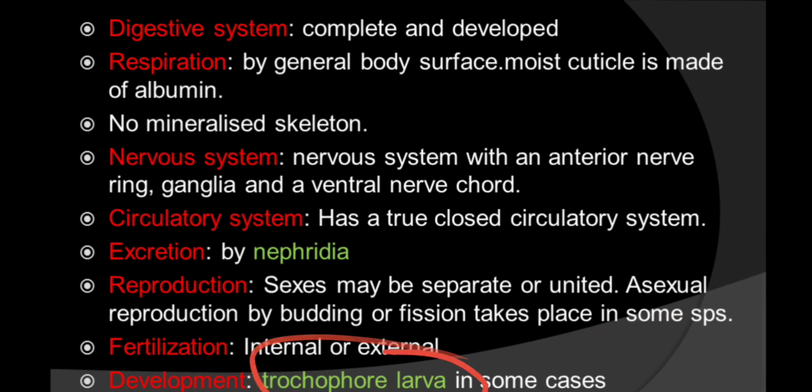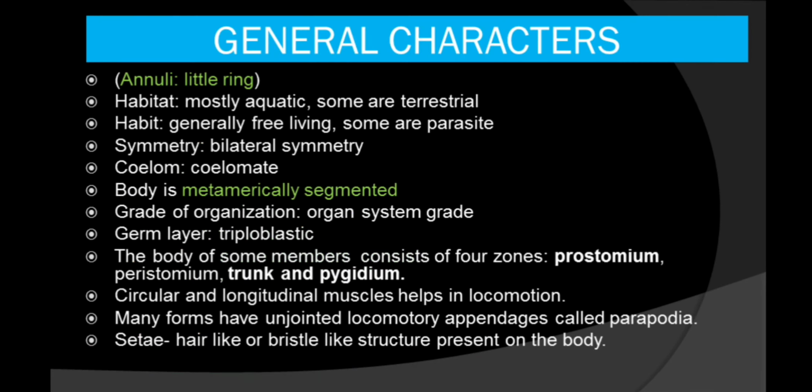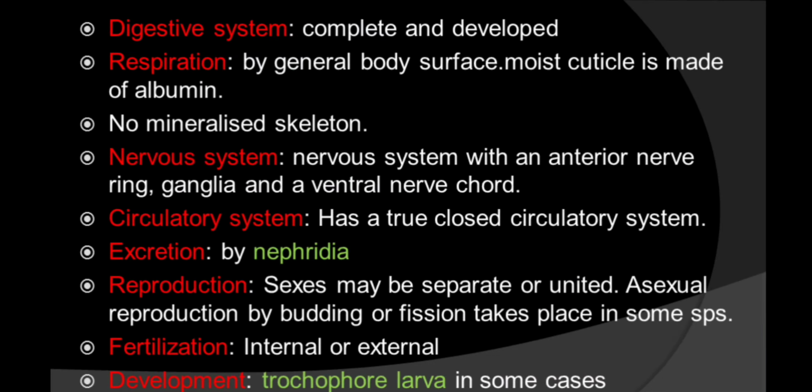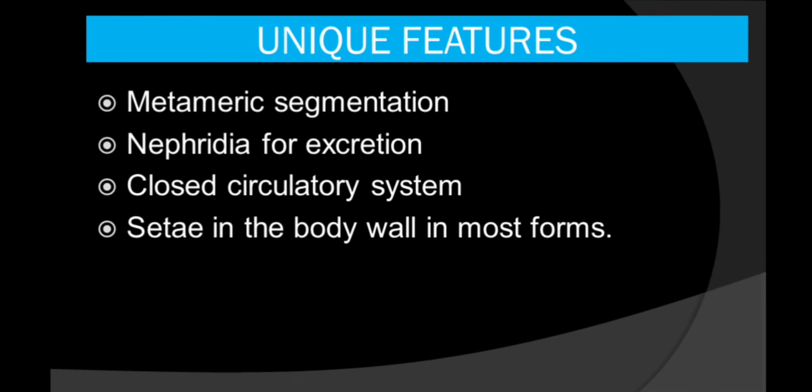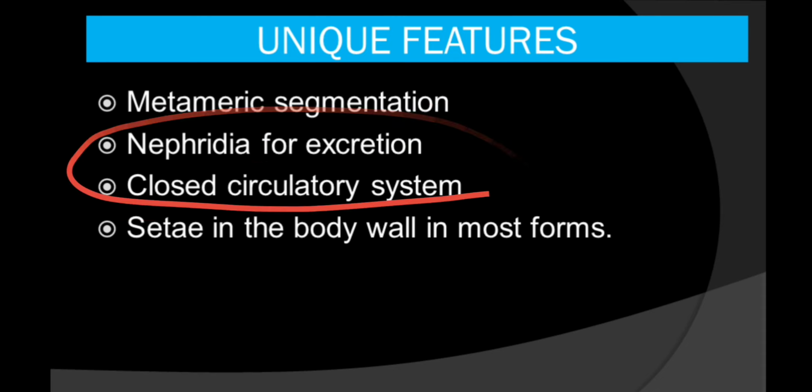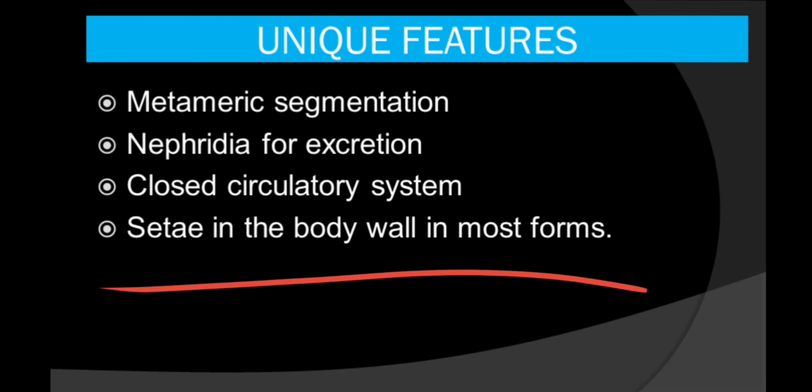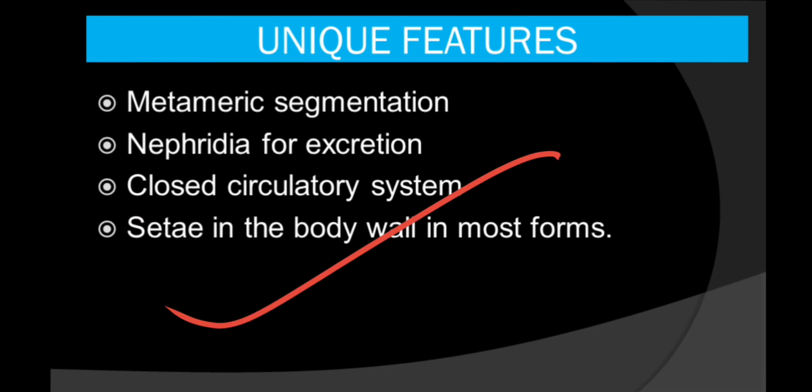Excretion is by nephridia. And here you will see annular ring-like structures, a metamerically segmented body, parapodium-like structures which are helpful in locomotion, and setae also. So these are the main general characteristics of this phylum. Now some unique features are: metameric segmentation, nephridia for excretion, closed circulatory system, setae on the body in most forms. So these are the unique features of the phylum Annelida.